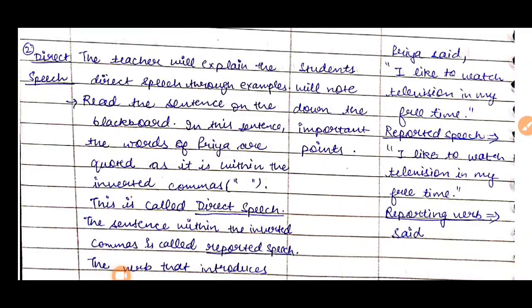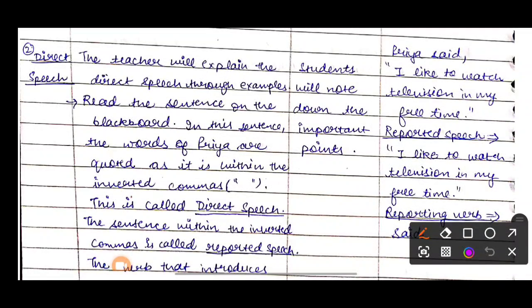Then the second teaching point is direct speech. Now we will explain what direct speech is. The teacher will explain direct speech through examples. So she'll say, read the sentences on the blackboard. Now we will write the sentence on the blackboard: Priya said, "I like to watch television in my free time." The same sentence that we asked him.